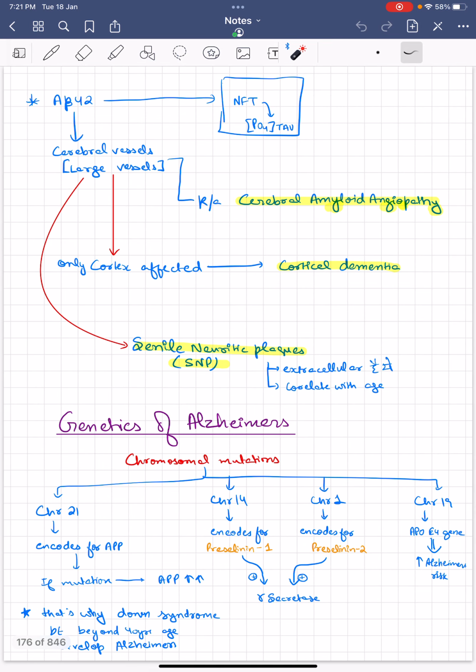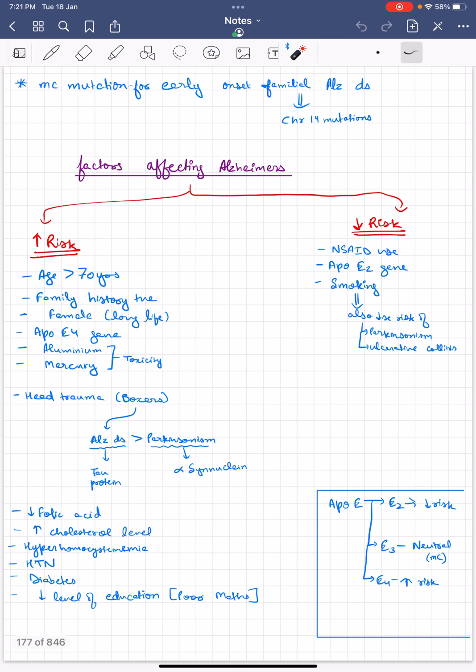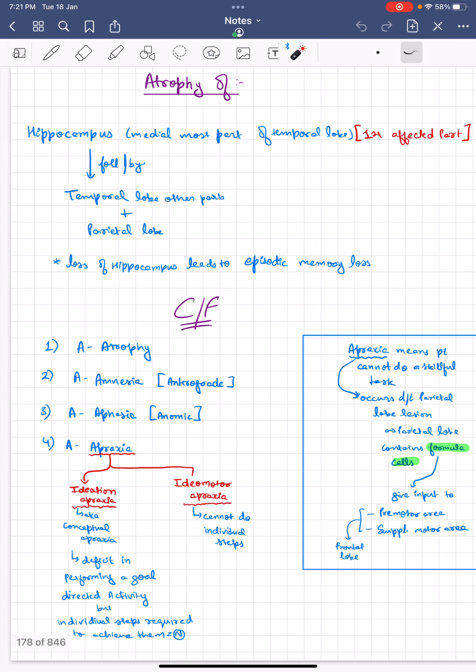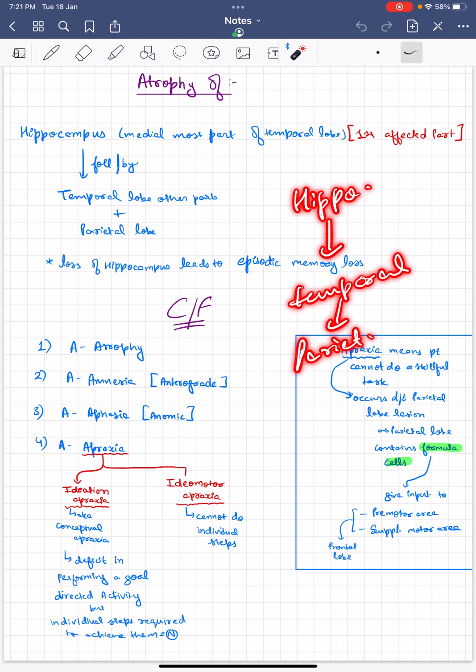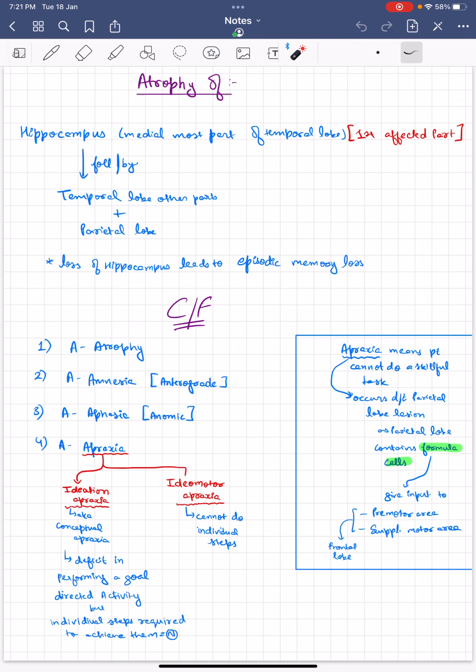So, genetics of Alzheimer's, we have already done that. Factors affecting Alzheimer's, okay. There is atrophy of the hippocampus, the middlemost part of the temporal lobe, which is first affected, followed by the other parts of the temporal lobe, and the parietal lobe. So it starts with the hippocampus, followed by the temporal lobe, followed by the parietal lobe. Loss of the hippocampus leads to episodic memory loss.